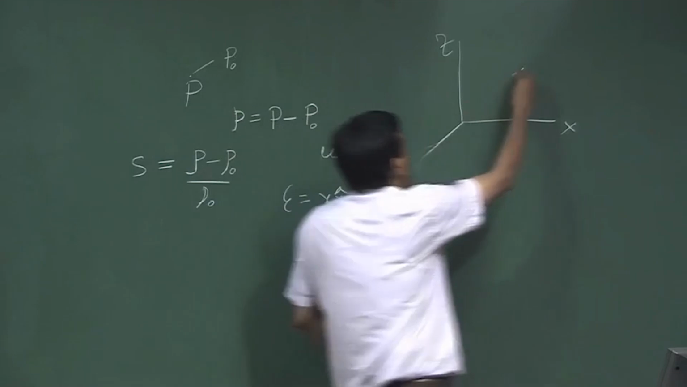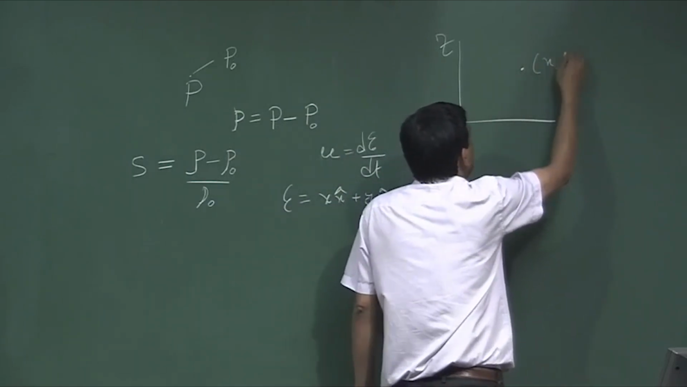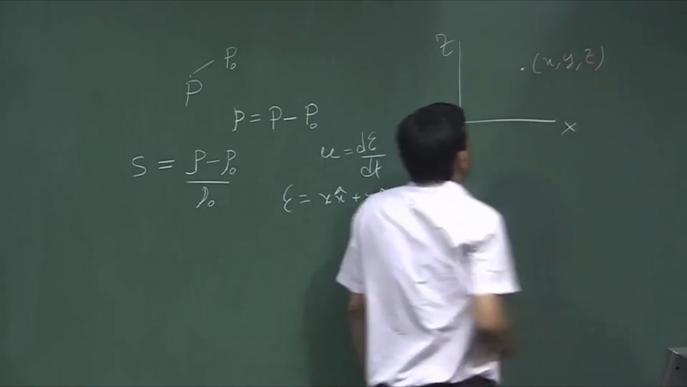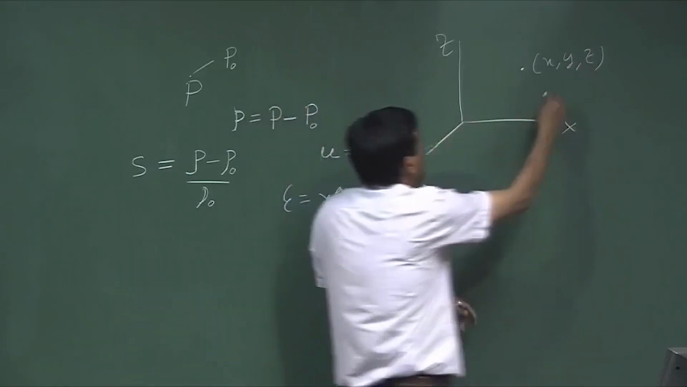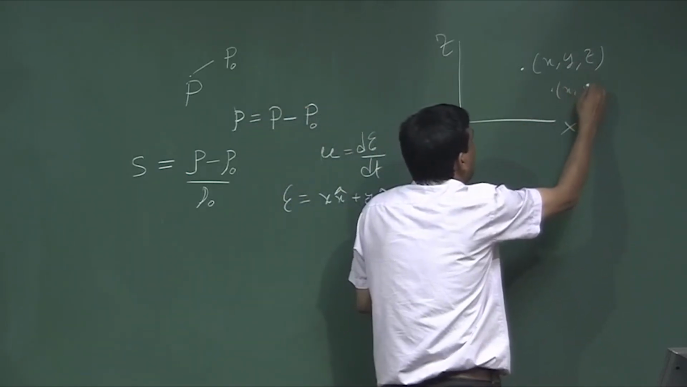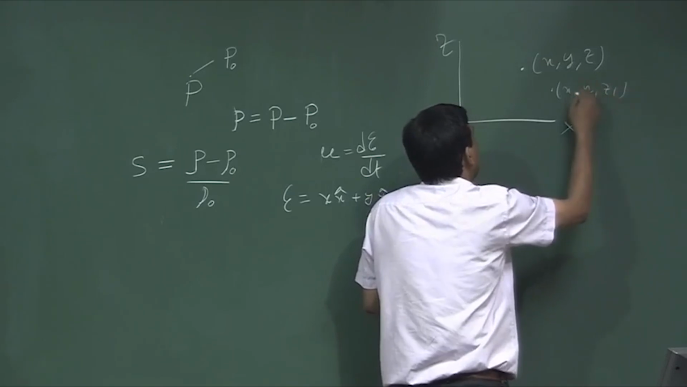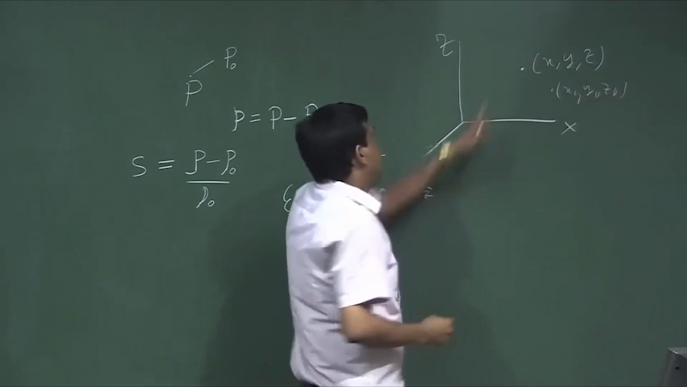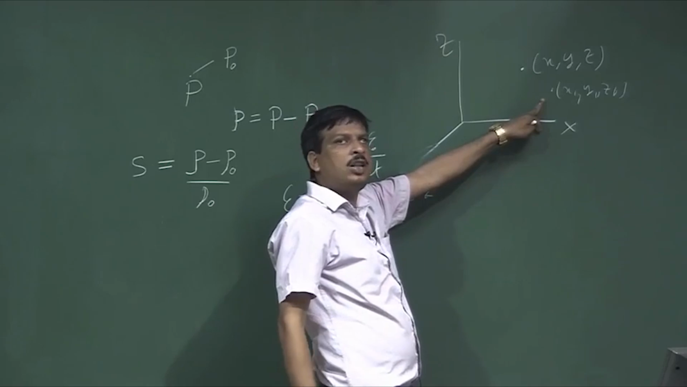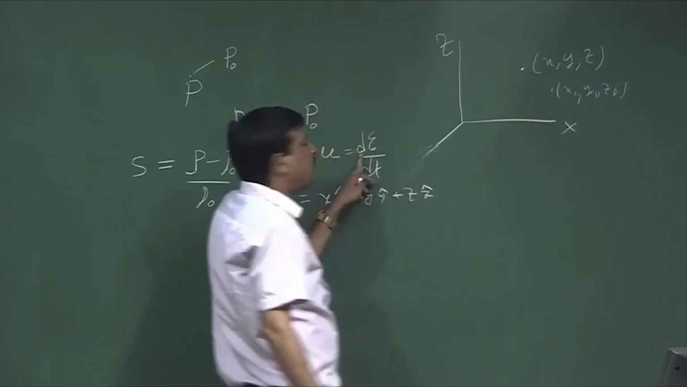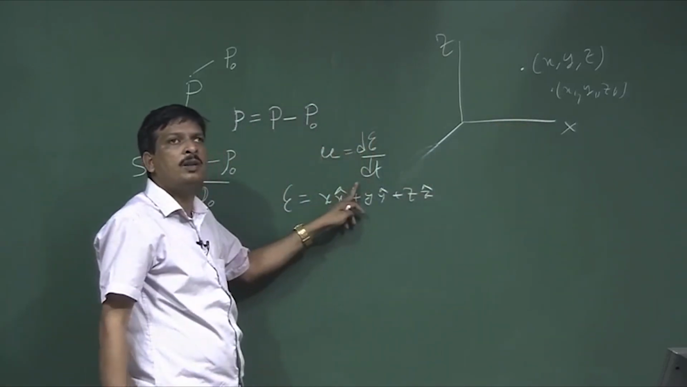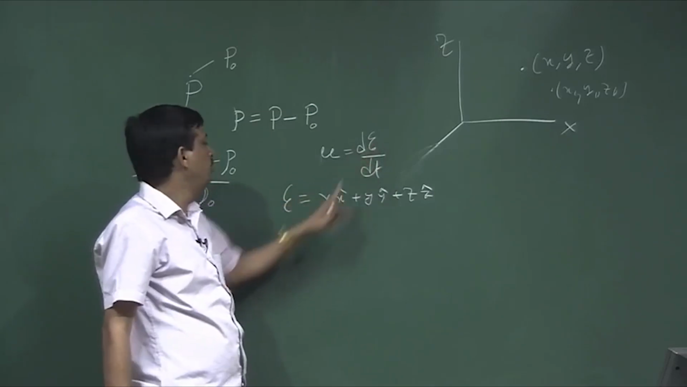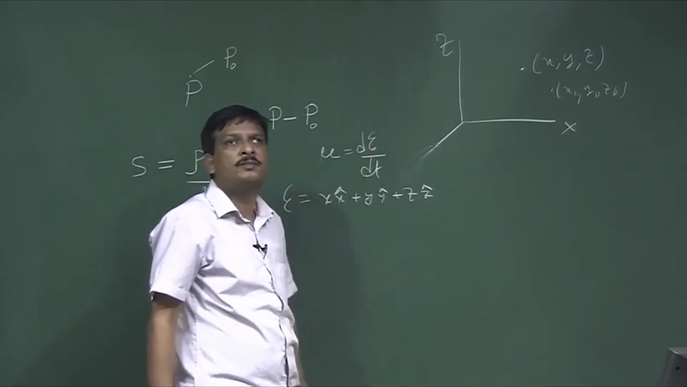So, if this point is x, y, z, the particle can move to this point, which is x1, y1, z1. So, in the case of velocity, it is displacement with respect to time, and the displacement is psi, which consists of three directions.